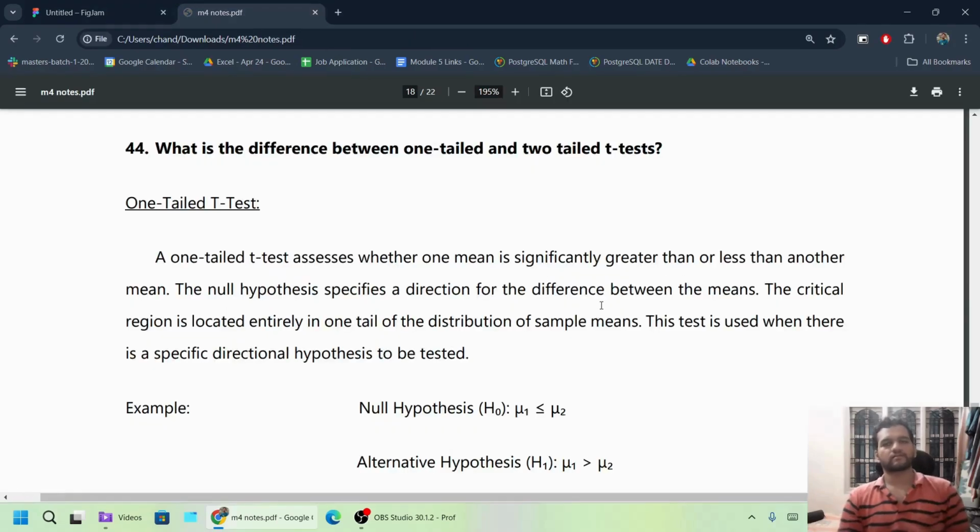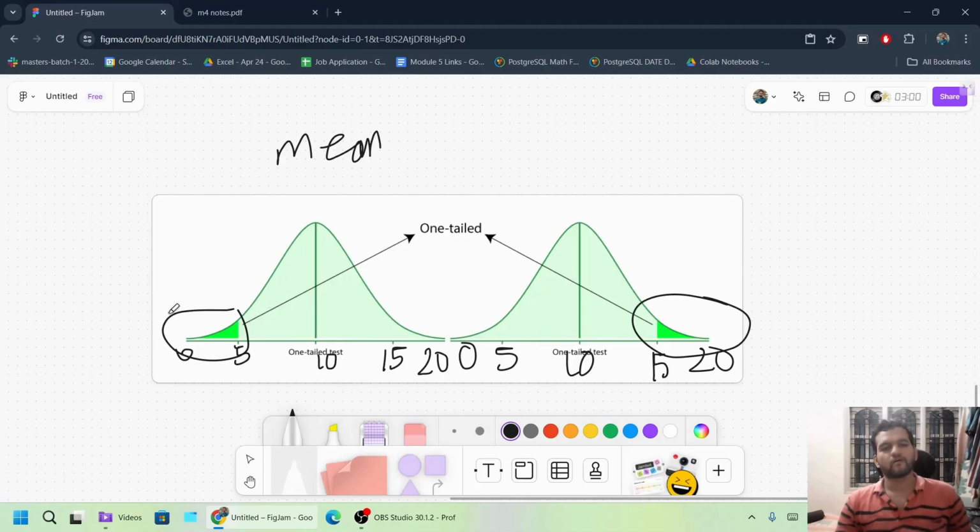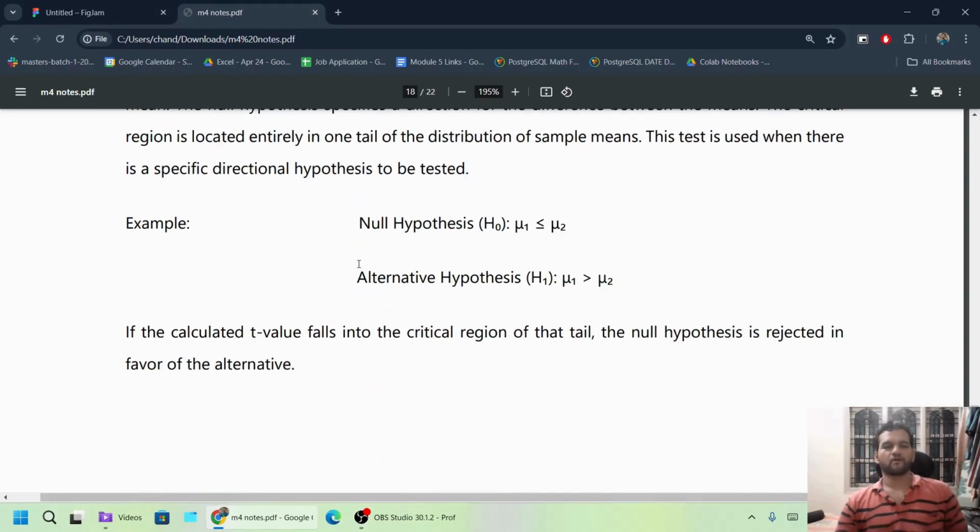Okay, let us go with a theory explanation. A one-tailed test, as I told, signifies that one mean is greater than or less than another mean. It simply specifies the difference between the means. The critical region is located either entirely in one tail of the distribution of the sample mean or in the other. Like here, the critical region is only on one side. Example: null hypothesis, the mean of the first is less than or equal to mean 2. The alternative hypothesis states that mean 1 is greater than mean 2.